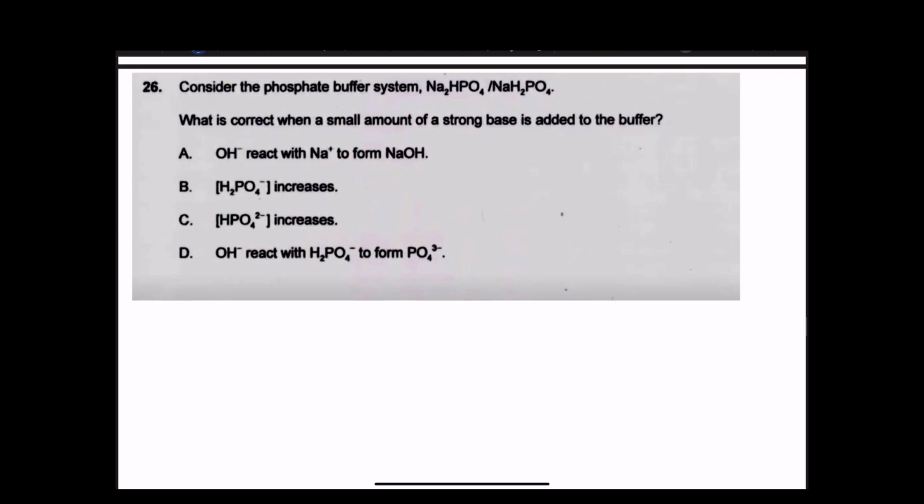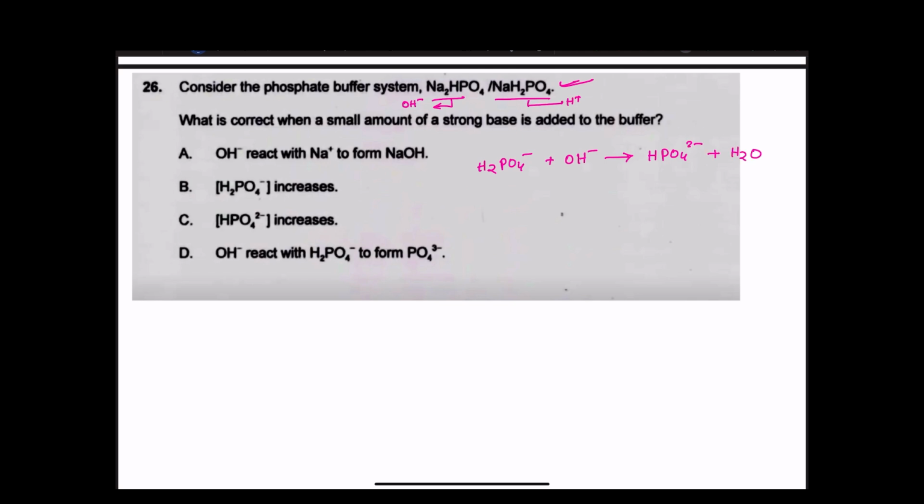Next one, consider the phosphate buffer system Na2HPO4 and NaH2PO4. What is correct when a small amount of strong base is added to the buffer? Here, this one will be the acidic component and this one will be the basic component. So if strong base is added, this part will react. H2PO4 minus will react with the OH minus. This will give me HPO4 2 minus and H2O.